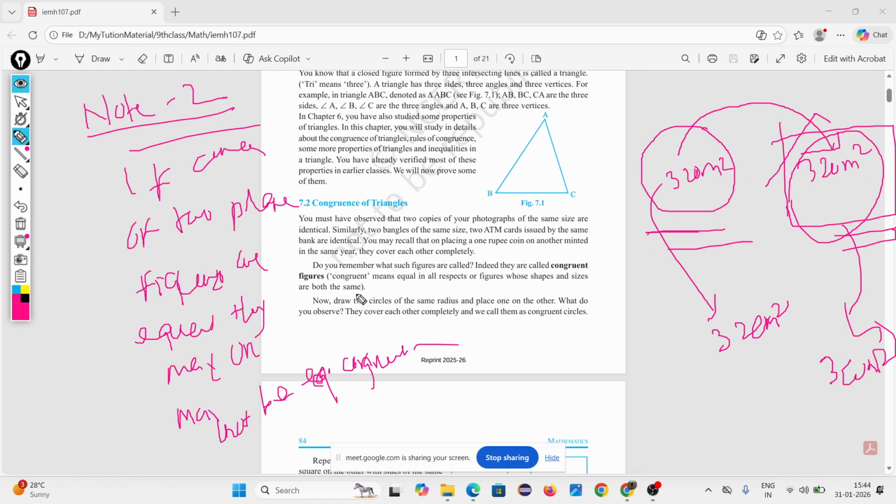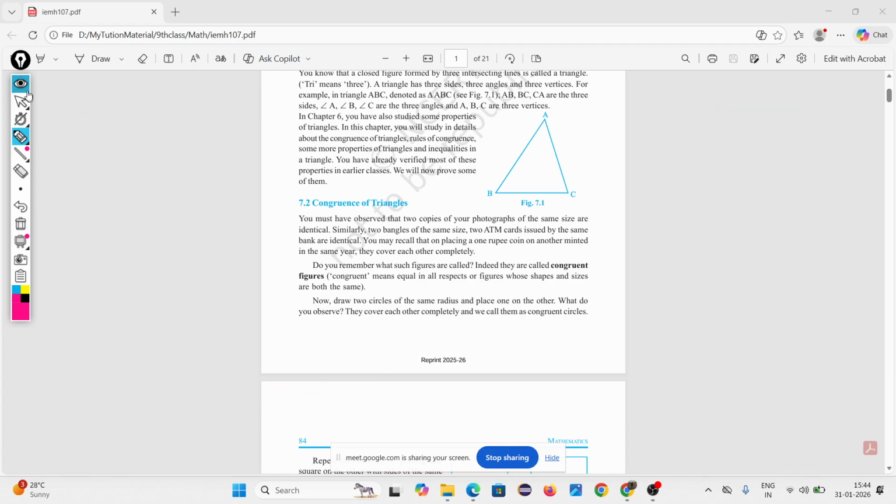No. So it is not necessary that if area is equal, the plane figure should be congruent. No. It may or may not be congruent. Okay? It may or may not be congruent. You understand?